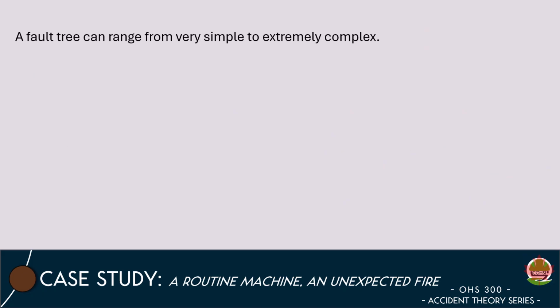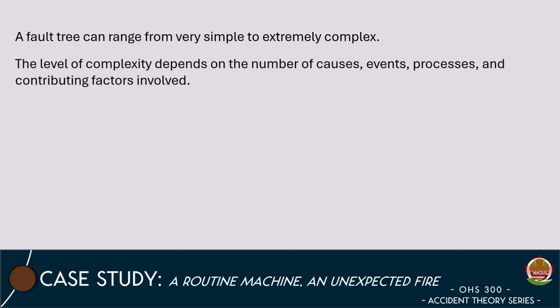A fault tree can range from very simple to extremely complex, depending on the number of causes, events, processes, and contributing factors involved. The analysis begins at the top event and works downward toward the underlying causal factors. As more information becomes available, the fault tree often grows in size and complexity. This means that fault tree analysis goes beyond a straightforward linear path from cause to effect. Instead, it reflects the reality that multiple pathways, conditions, and interactions can combine to produce a single adverse outcome.